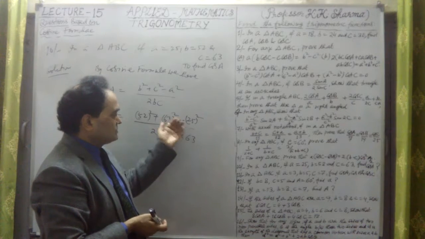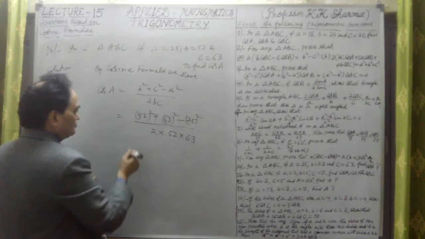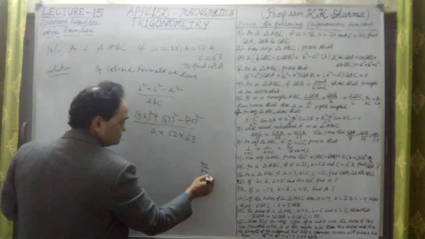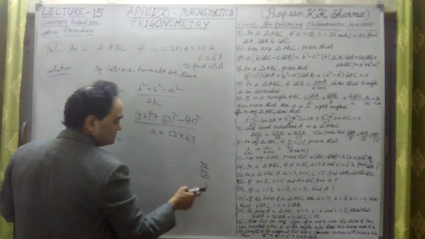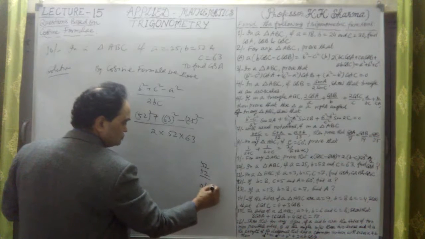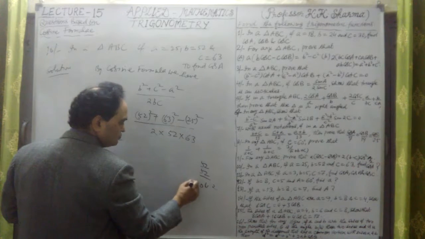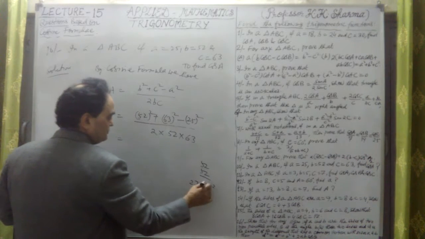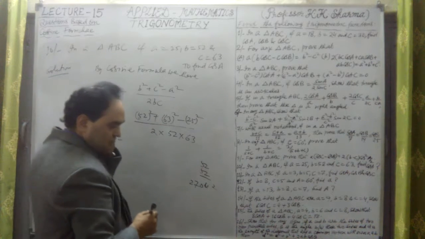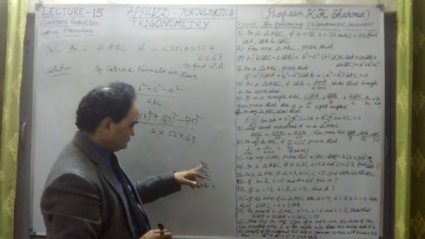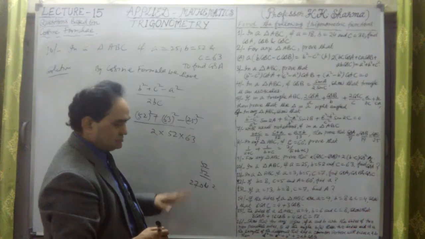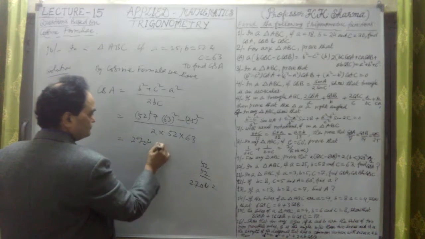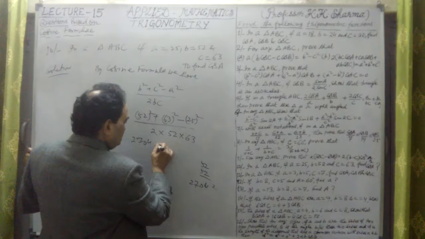But this is an a square minus b square type formula, so let me use the shortcut. 52 into 52 is 2704. Plus, now these two can be done in this way.